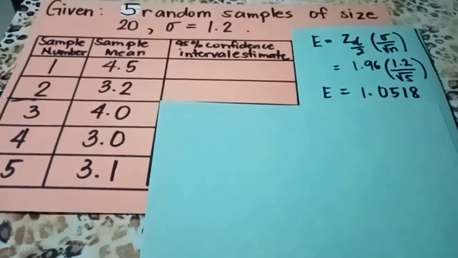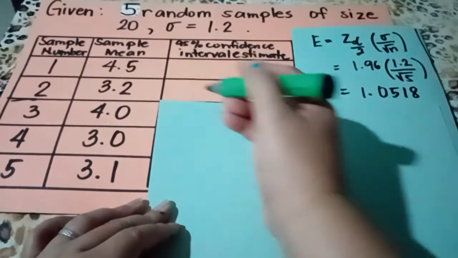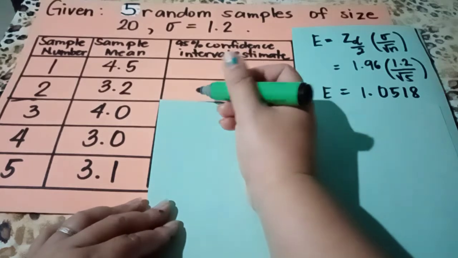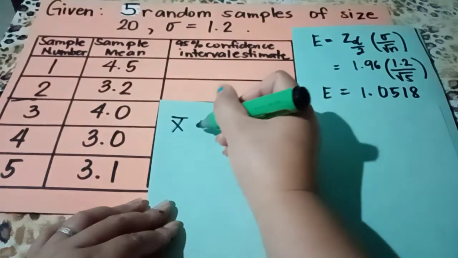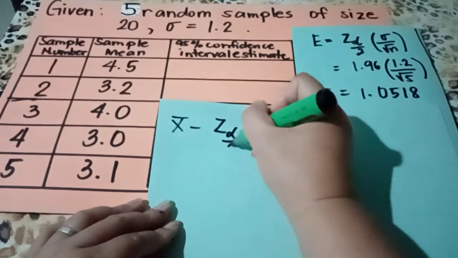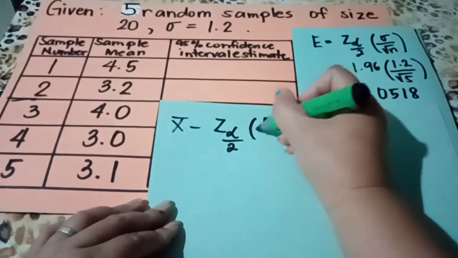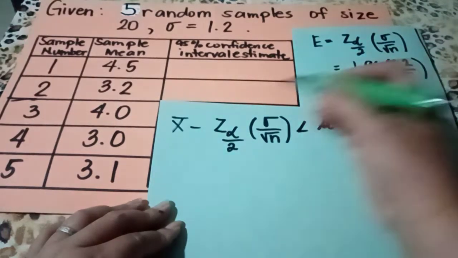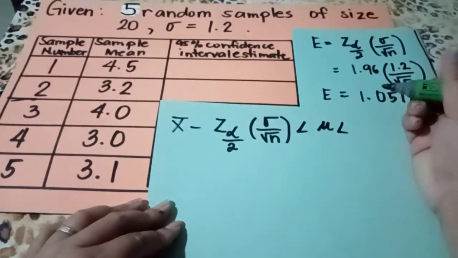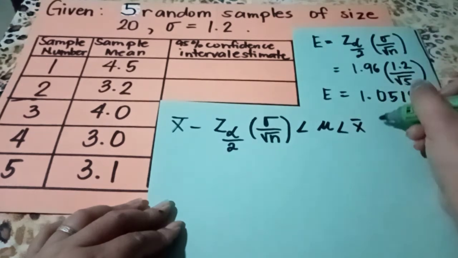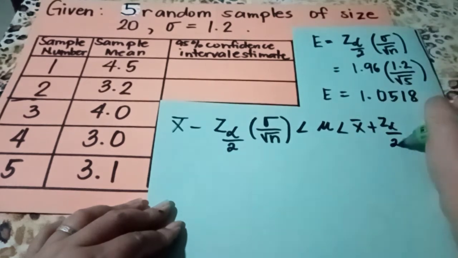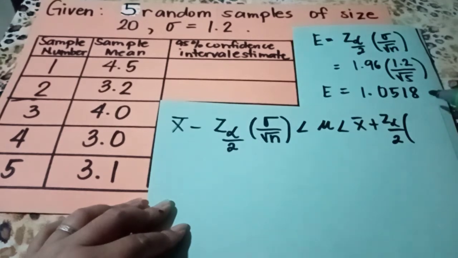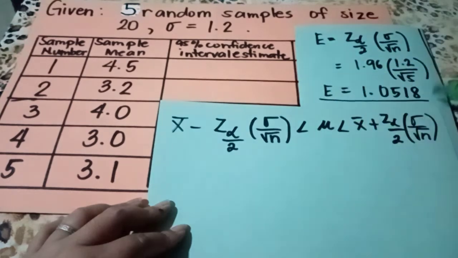Let us have first the number 1 example wherein the sample mean is 4.5. So of course, let us have first the 95% confidence level. We are going to have the interval estimate as the mean minus the critical value multiplied by the standard deviation all over the square root of n. Of course, we all know that our mean is less than or equal to this, but we have here the mean plus the critical value multiplied by our standard deviation all over square root of n. So still, we're going to use this as our margin of error.